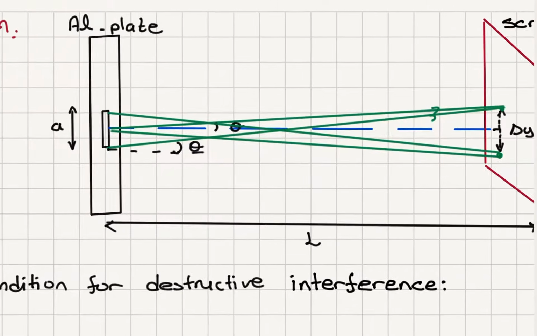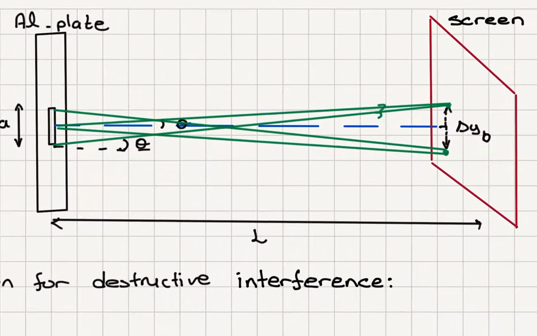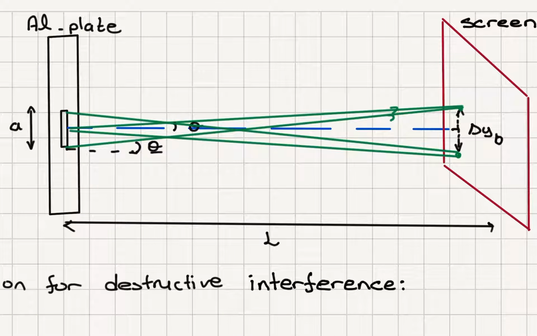So here is our aluminum plate, and we have light coming from this slit of width a in this aluminum plate. This is going to form a diffraction pattern on a screen that's at a distance capital L away, and we're measuring the width of the central maximum. These are the points where the destructive interference condition is satisfied.